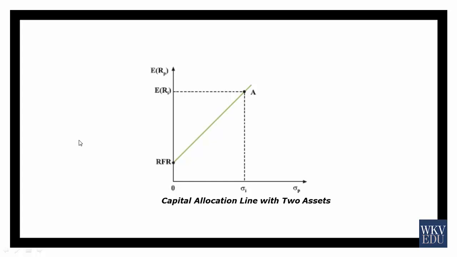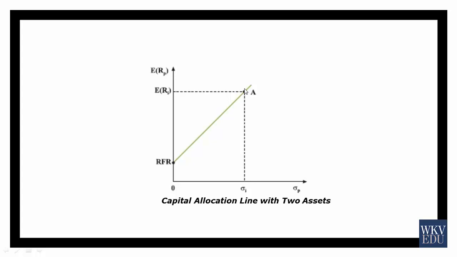This expression for the slope of the capital asset line, or the capital allocation line, is the extra return for each additional unit of risk and is also known as the market price of risk. At point RFR on the diagram, the portfolio consists of only the risk-free asset. Therefore, its expected return equals the risk-free rate and variance equals 0. At point A on the diagram, you see that the portfolio consists only of the risky asset. Therefore, its expected return equals ER1 and the variance is sigma square.